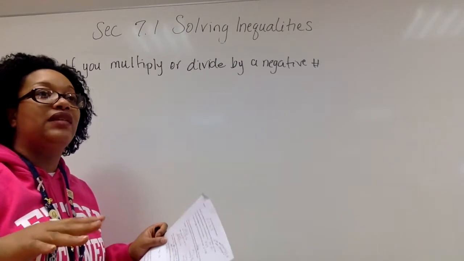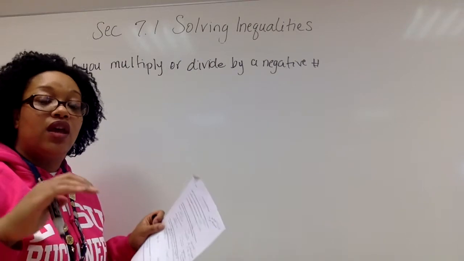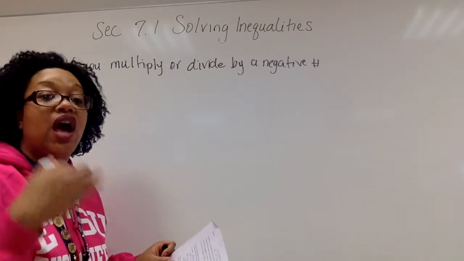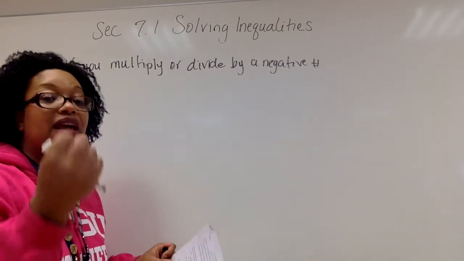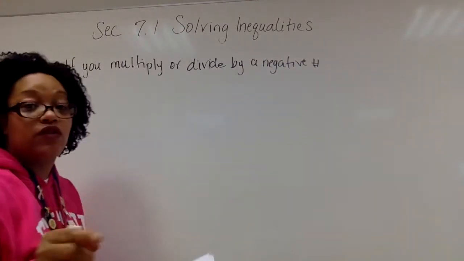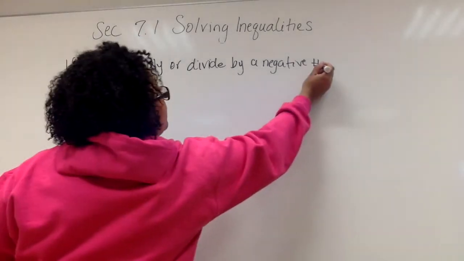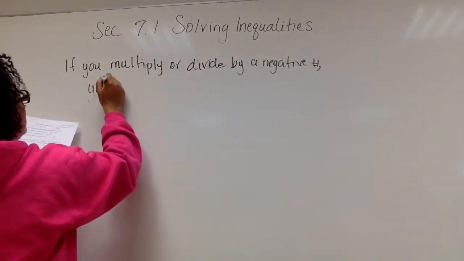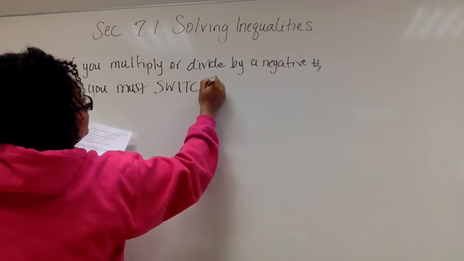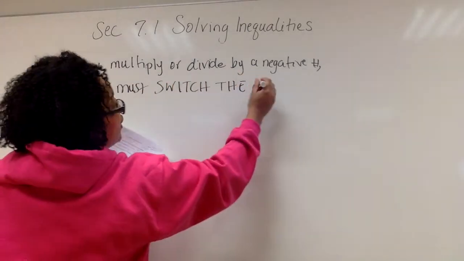So you're doing your work, you are isolating your variable just like you were taught in middle school, and you end up with a negative number attached to the variable. So it's going to be a coefficient of some kind. It's stuck to it. If it is a negative number, here is what you have to do. You must switch the inequality sign.